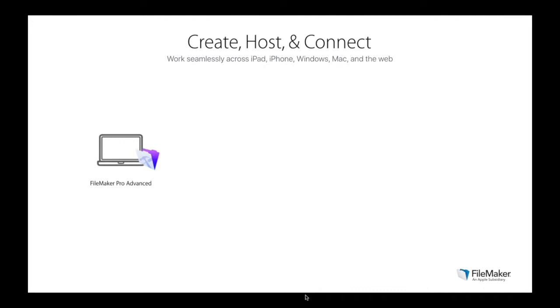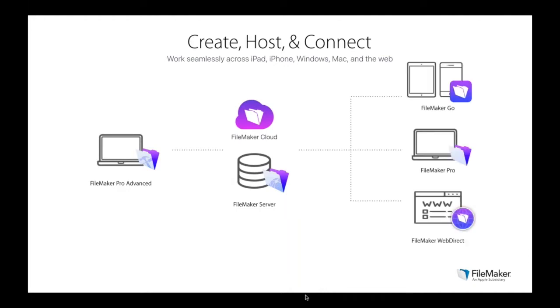Your solutions are always going to start with an idea and a copy of FileMaker Pro Advanced, which is a desktop software for Mac or Windows that allows you to create your apps. And then when you're ready to share your apps with your team, you have the choice to leverage FileMaker Server, an on-premise software application used to host and manage your apps, or you can send them up to the cloud with FileMaker Cloud. And then once the apps are hosted, FileMaker will provide seamless access via FileMaker Pro for the desktop, FileMaker Go for iOS, and WebDirect for desktop, tablet, and phone web browsers. So all of your users, local, remote, desktop, or mobile, are going to have access to real-time information.